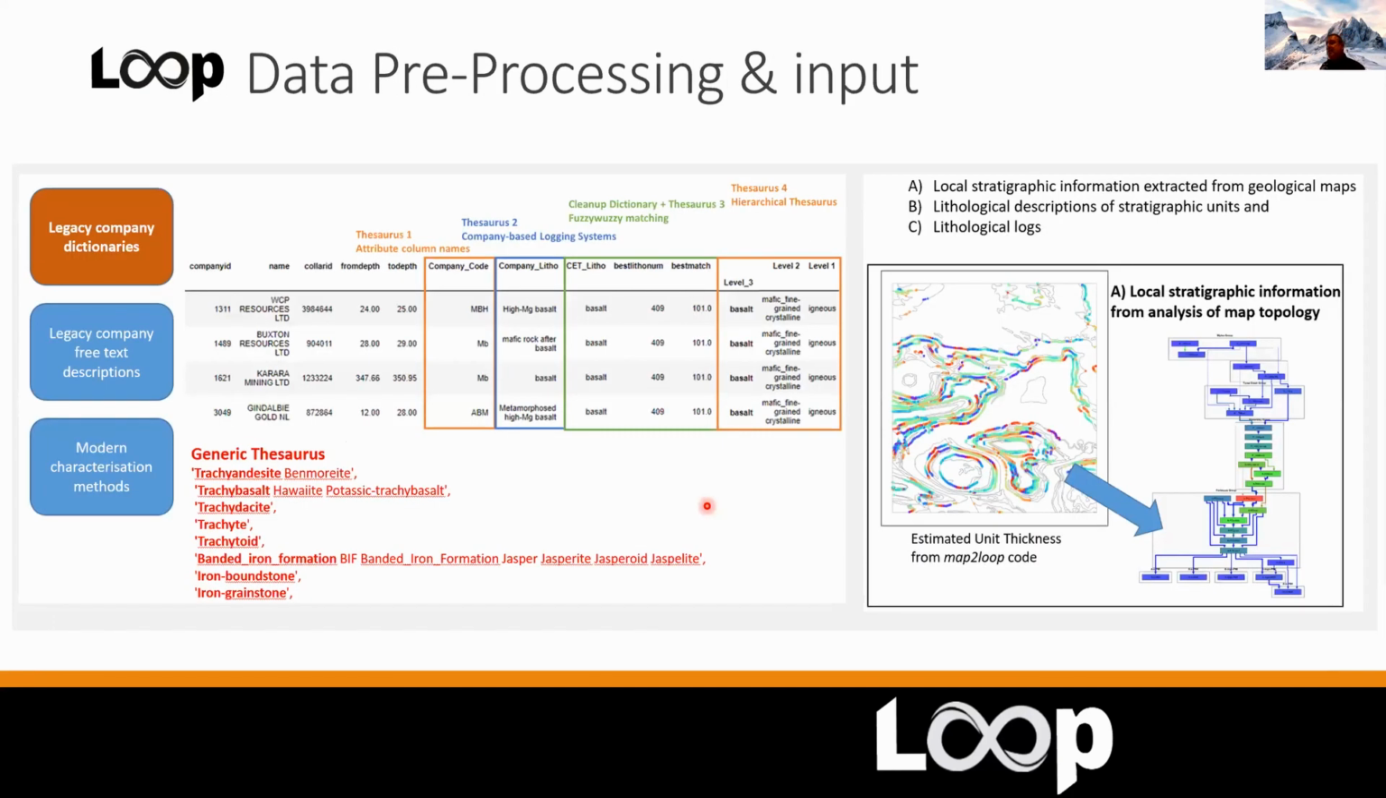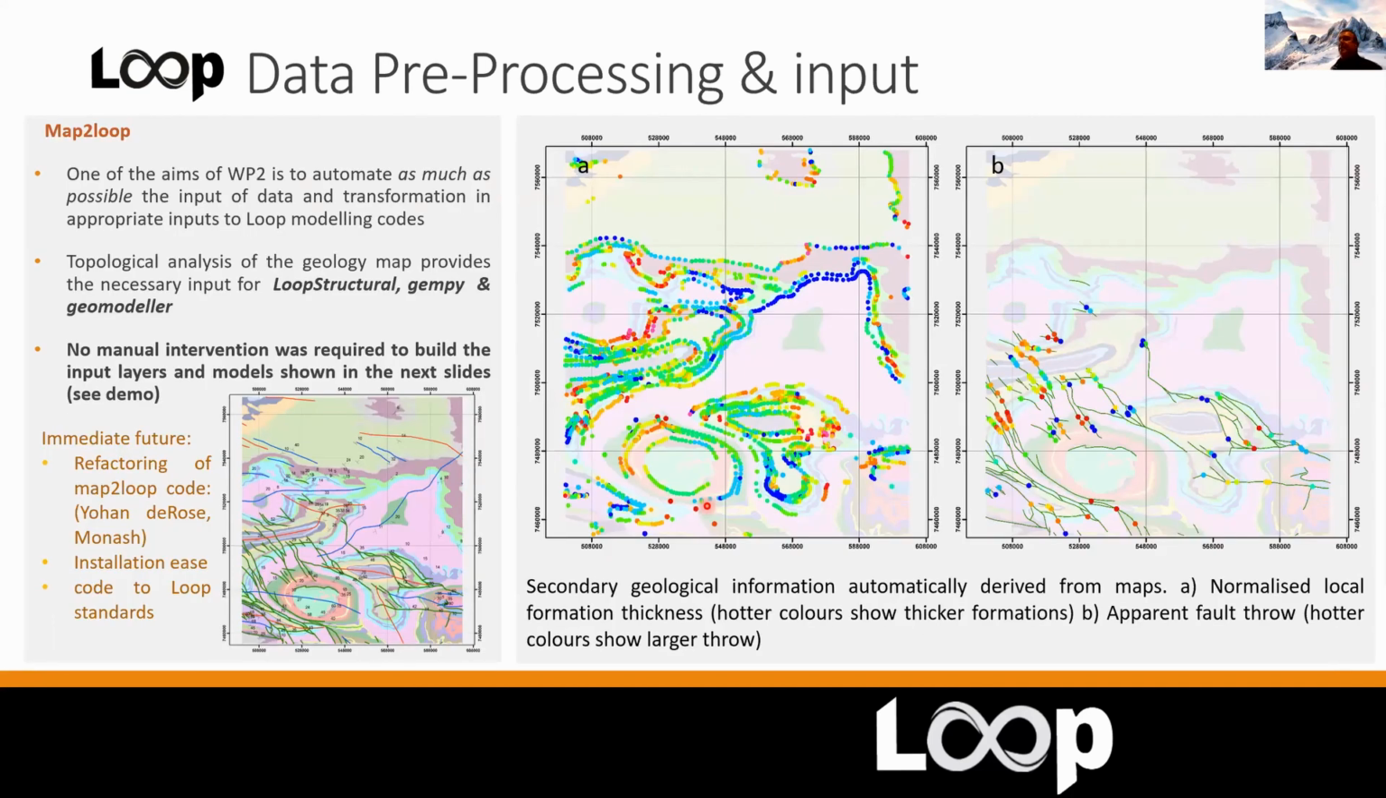And Map to Loop is really about, on top of the topological relationship, looking at extracting geometrical and structural information out of the maps. So for example, here we have two diagrams from a map in the Pilbara, where the colors of the dots represent the thickness of a given formation. So you end up with information per formation and distribution. So probability density functions, if you want, of thicknesses for each lithology.